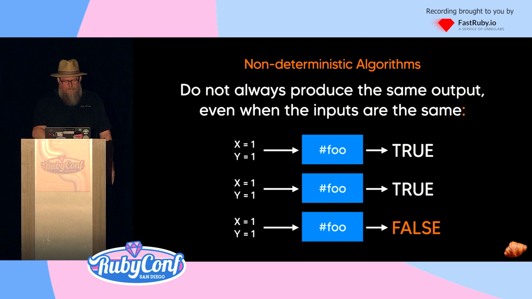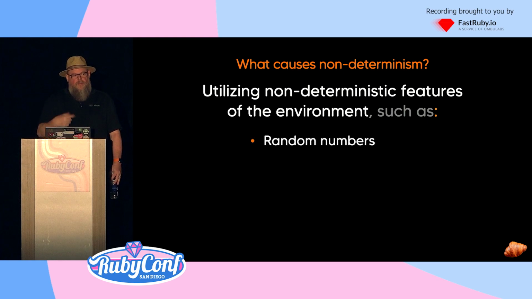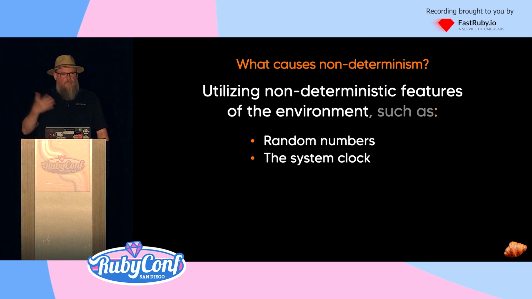Well, how could that be? It might sound obvious, but if you're utilizing a non-deterministic feature of the environment or the system, then you are going to be producing non-deterministic code. So the trick is, how do you make non-deterministic tests? So here are some ways that non-determinism will sneak into your code. You can use random numbers, which obviously are intended to be random. You can use the system clock, my nemesis.